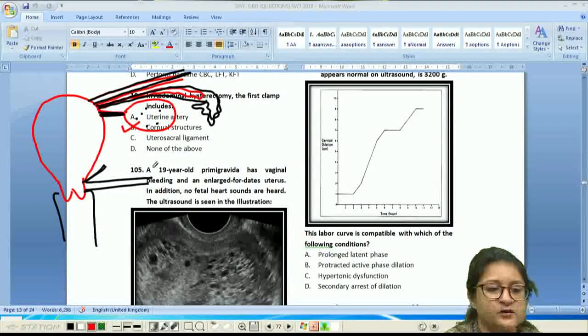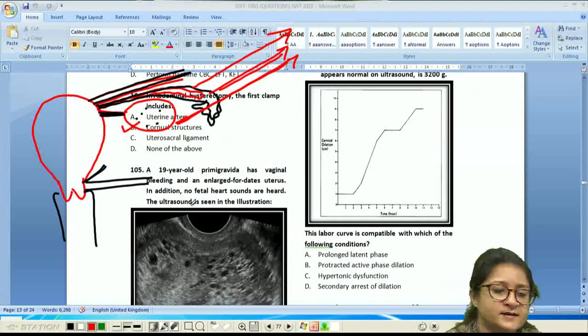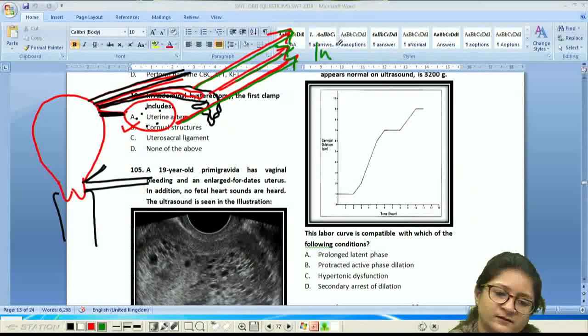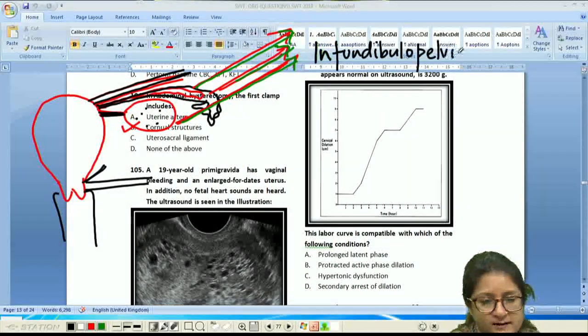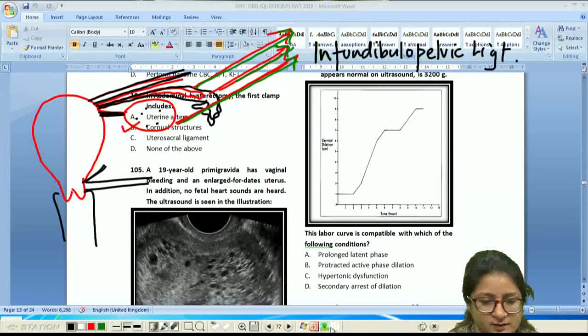So when you have to free the uterus, you also have to remember one more thing, that there is another ligament which connects the tube and the ovary to the lateral pelvic wall. That is the infundibulopelvic ligament. Now I think this is getting a bit messy. Let us just draw it here.